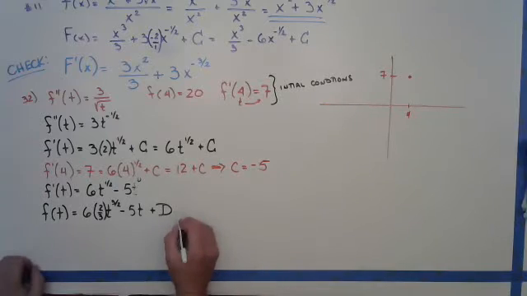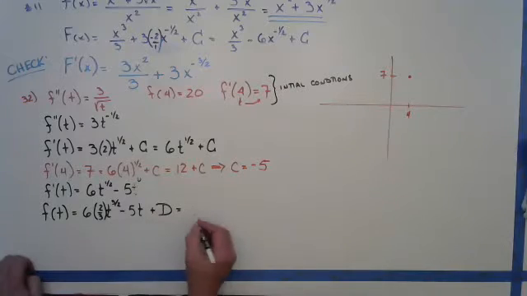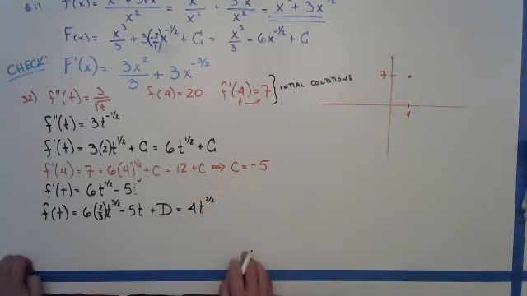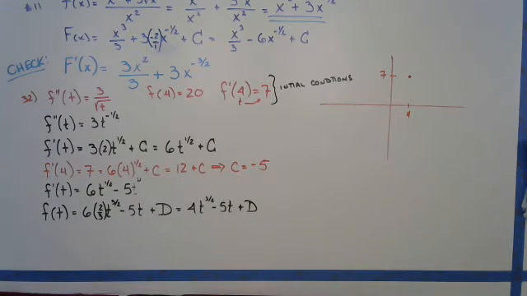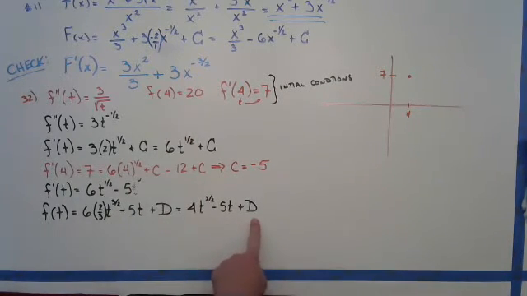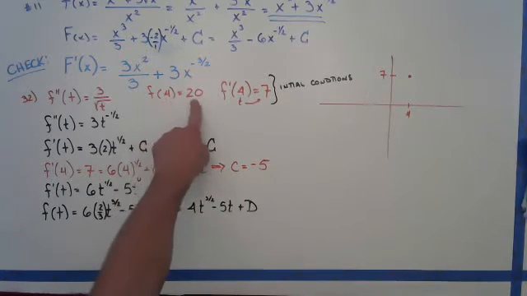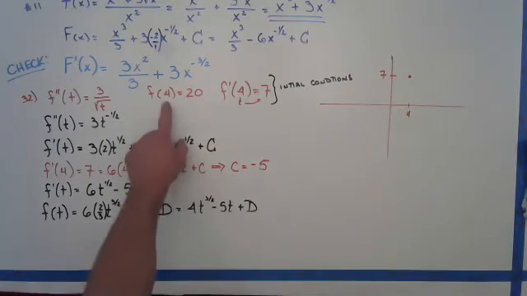Now, what does this equal when we get all said and done here? 6 times 2 is 12. 12 divided by 3 is 4. So I have 4t to the 3/2 minus 5t plus d. That's the function they asked me to find. Almost. Almost. Because there's a condition they put on my function. They told me I don't want all the functions with all the constants. I want the function that goes through 4, 20. That's the one they want me to find.